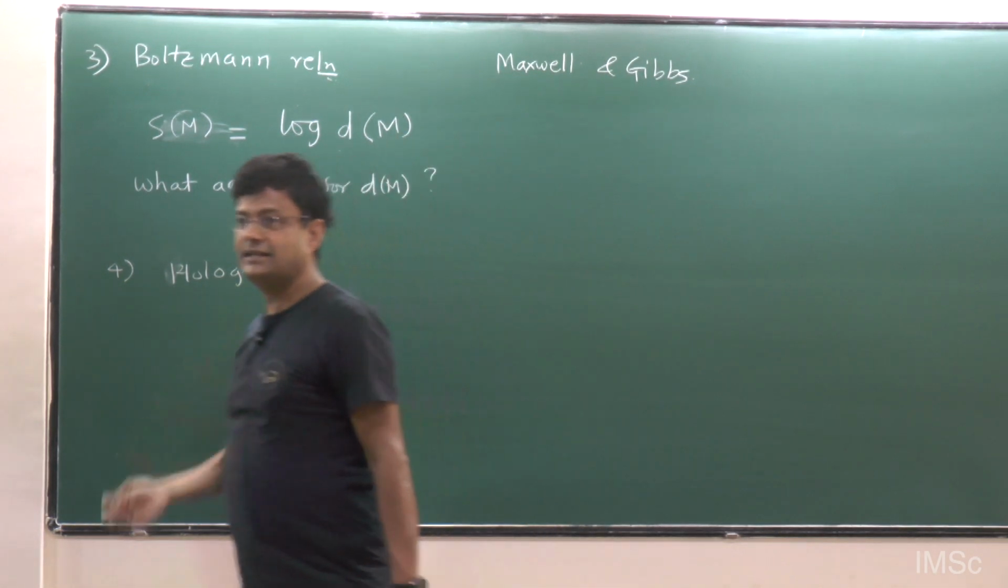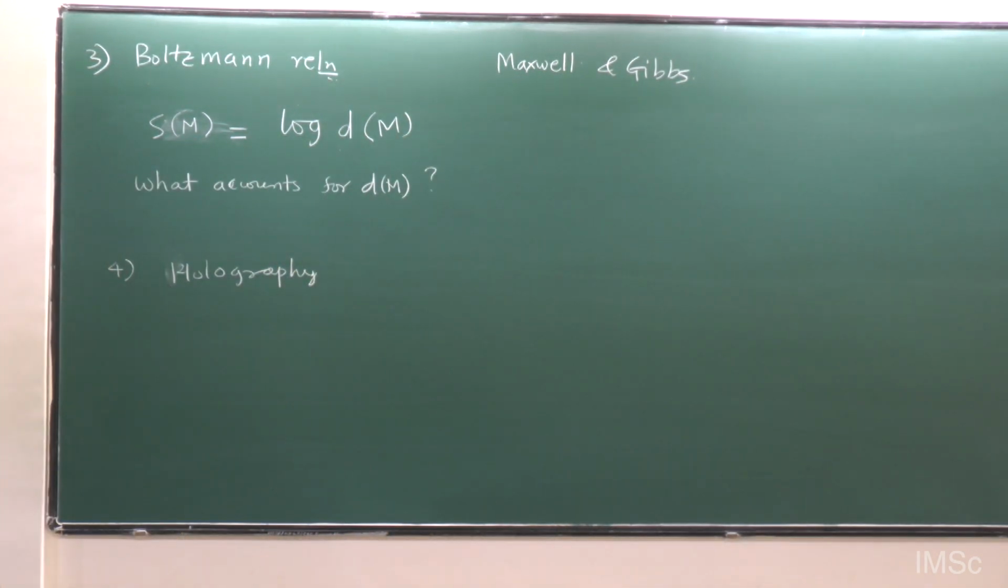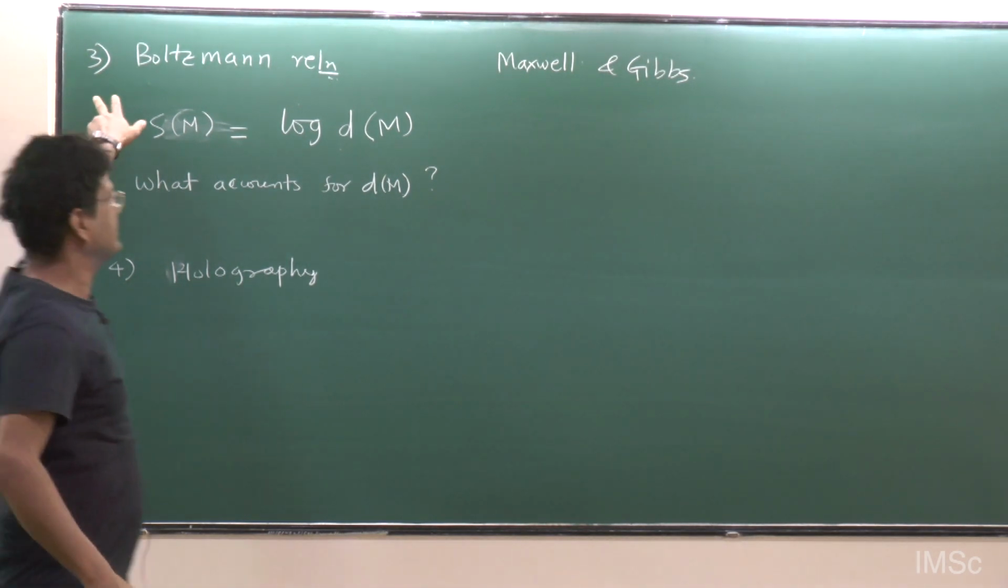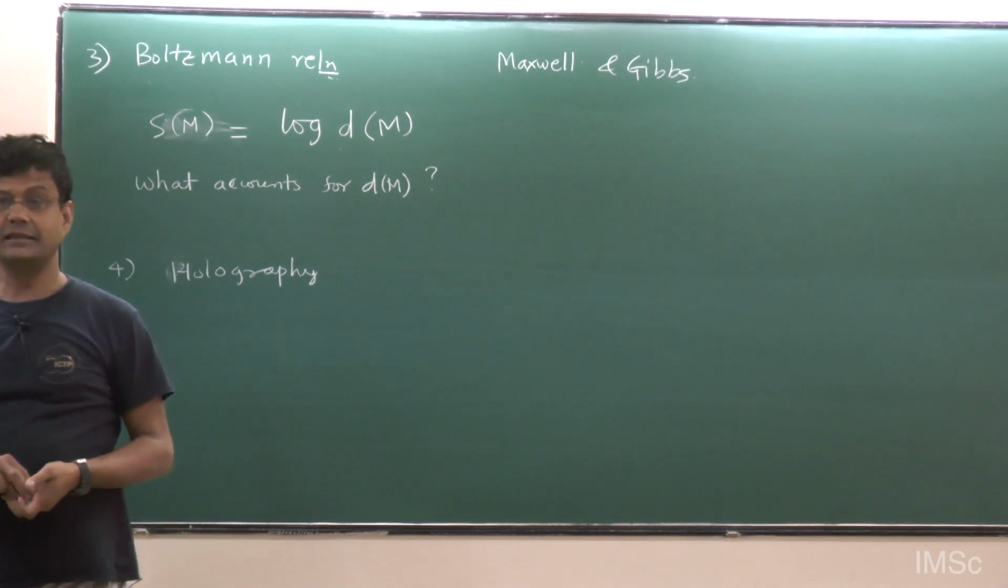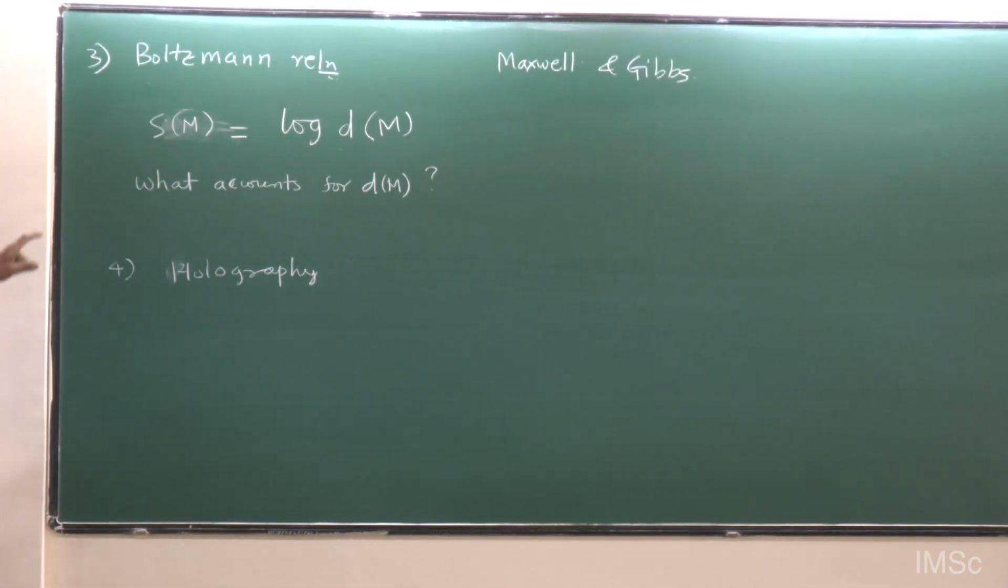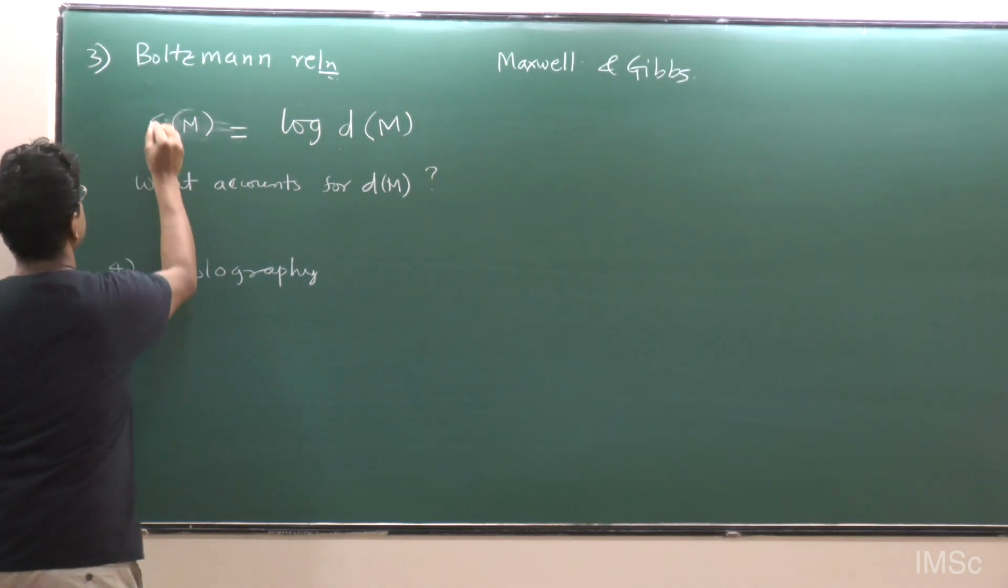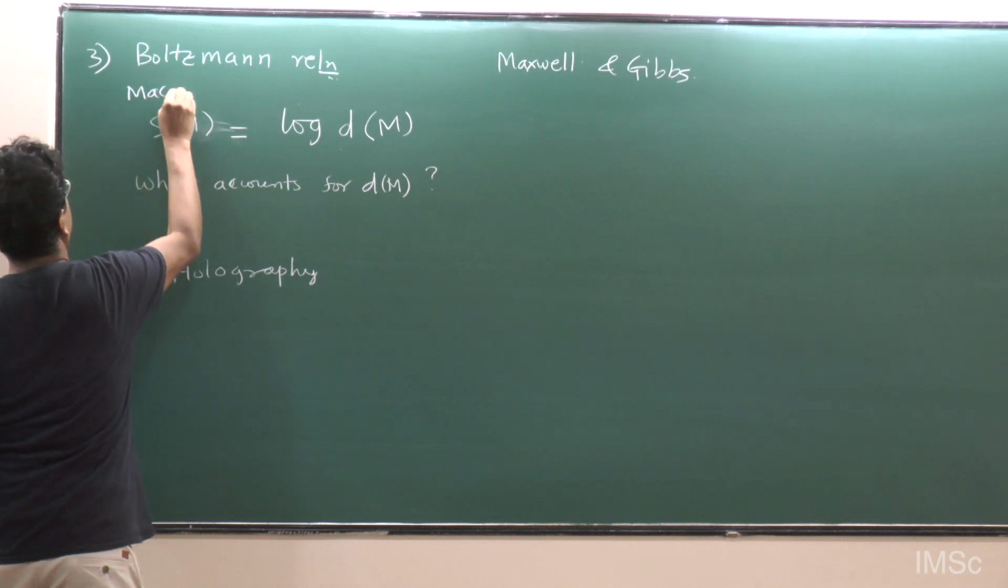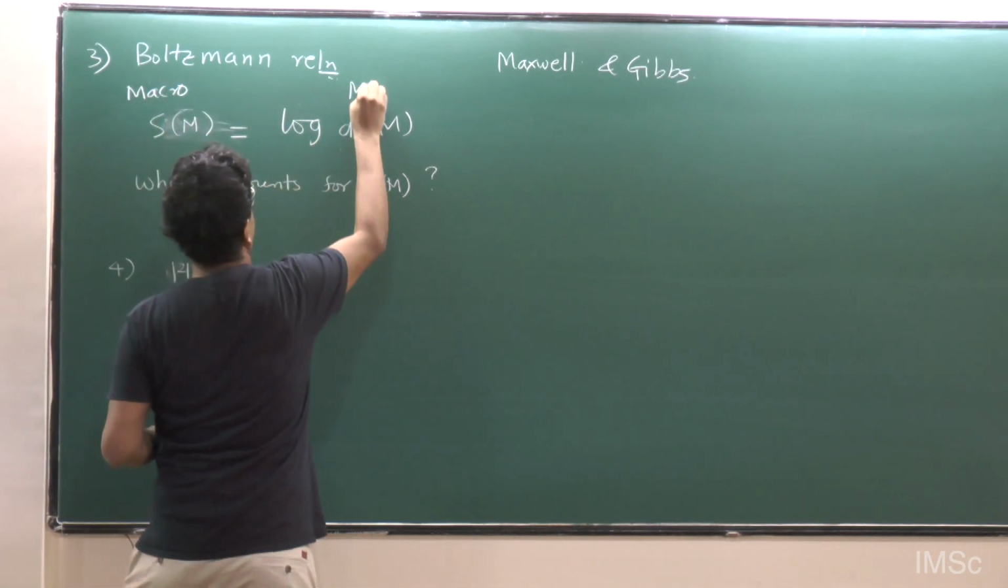That in the 19th century, when you could not really observe atoms, Maxwell and Gibbs and, of course, not to forget Boltzmann, it's a very profound idea that this side is macroscopic and this side is microscopic.